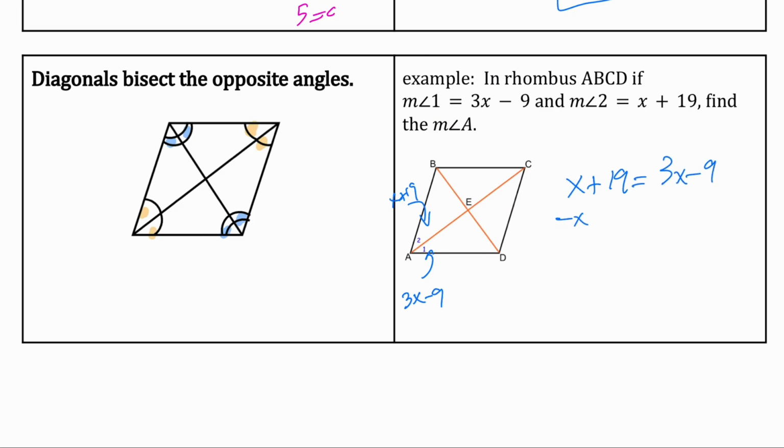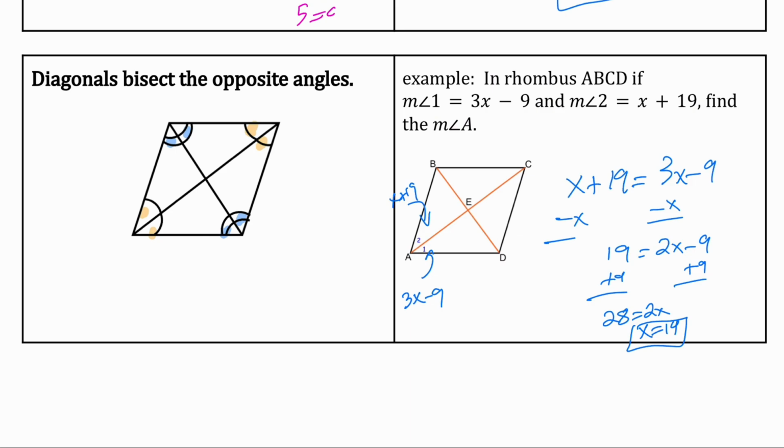So as we solve for x, we subtract x from both sides. We get 19 is equal to 2x minus 9. I'll add that 9 to both sides. I get 28 is equal to 2x, or x equals 14. Now, that's not my final answer. I need to find angle A. Angle A is the sum of those two parts.